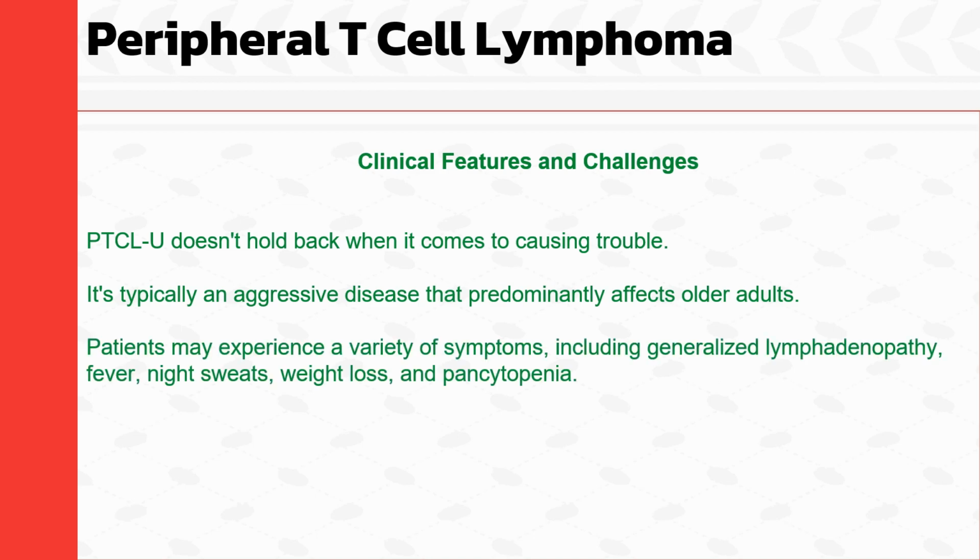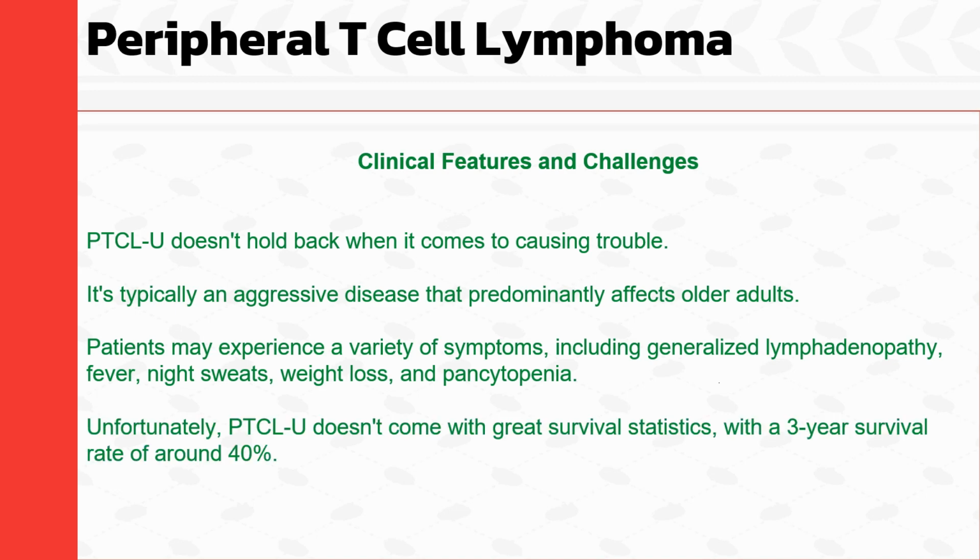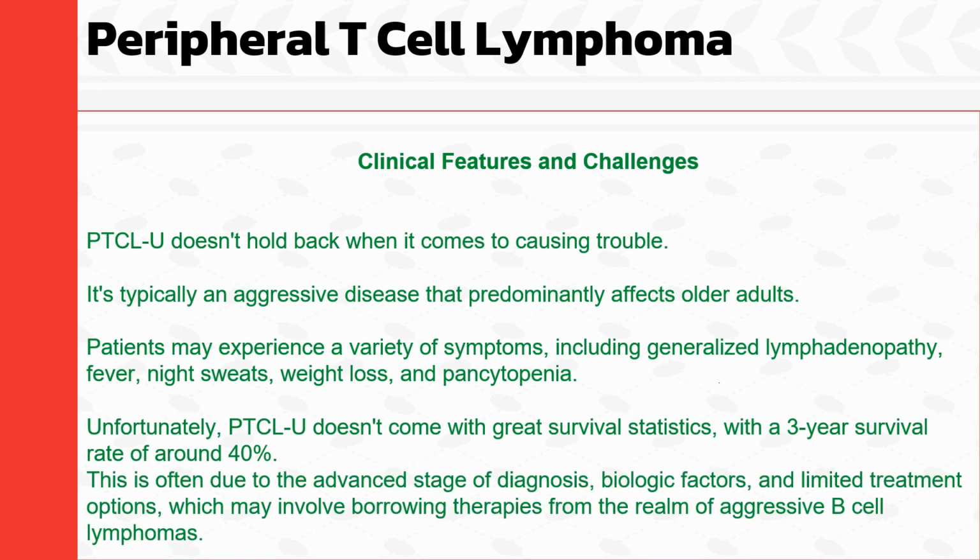Patients may experience a variety of symptoms, including generalized lymphadenopathy, fever, night sweats, weight loss, and pancytopenia. Unfortunately, PTCLU doesn't come with great survival statistics, with a 3-year survival rate of around 40%. This is often due to advanced stage at diagnosis, biologic factors, and limited treatment options, which may involve borrowing therapies from the realm of aggressive B cell lymphomas.